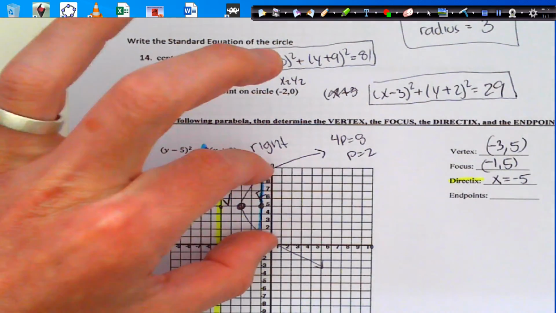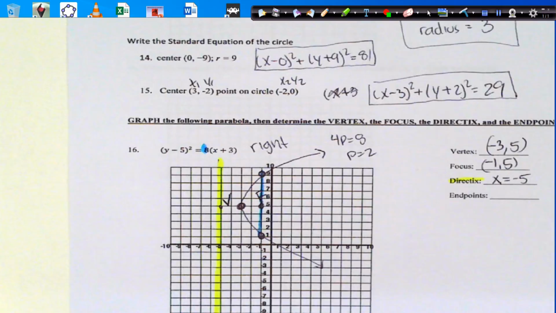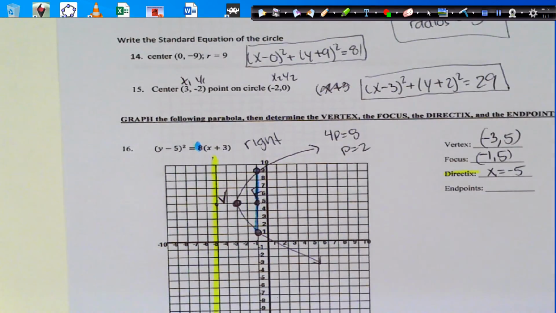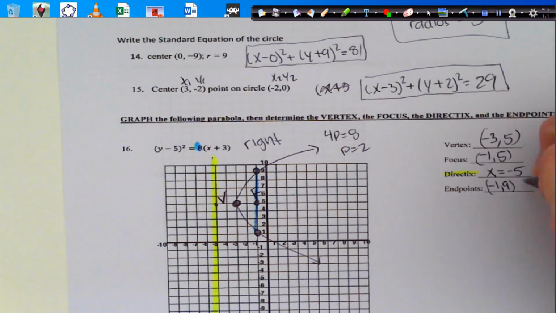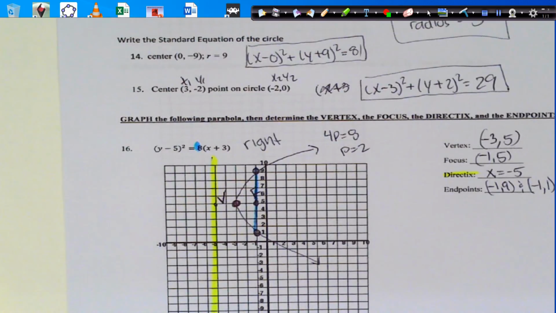So this is 8 units in length. The focus has to be right in the middle. So that's why I divided by 2. I went 4 up and 4 down. So that's going to be at -1, 9. And -1, 1.